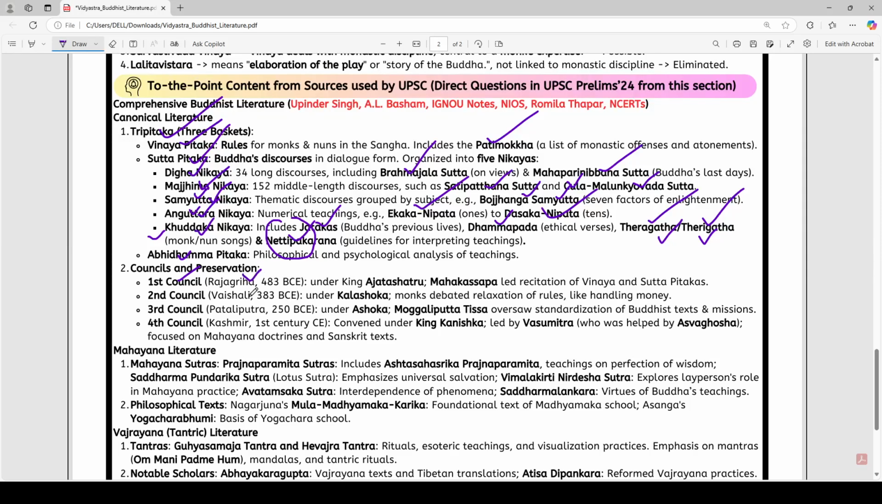First was in Rajagriha, then Vaishali, then Patliputra, then Kashmir. First one was under Ajatashatru, second Kalasoka, third Ashoka, and fourth King Kanishka. First one was led by Mahakasapa, in which Vinaya and Sutta Pitakas, the first 2 baskets, were finalized. Then the second was under Kalasoka, then under Ashoka it was headed by Mogaliputta Tissa. Now this fourth one is important, Vasumitra and Ashwaghosha. These are very important scholars of Buddhism.